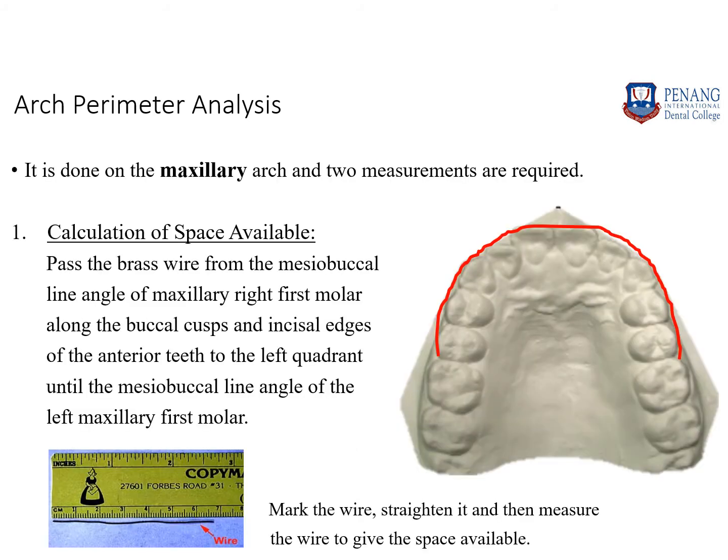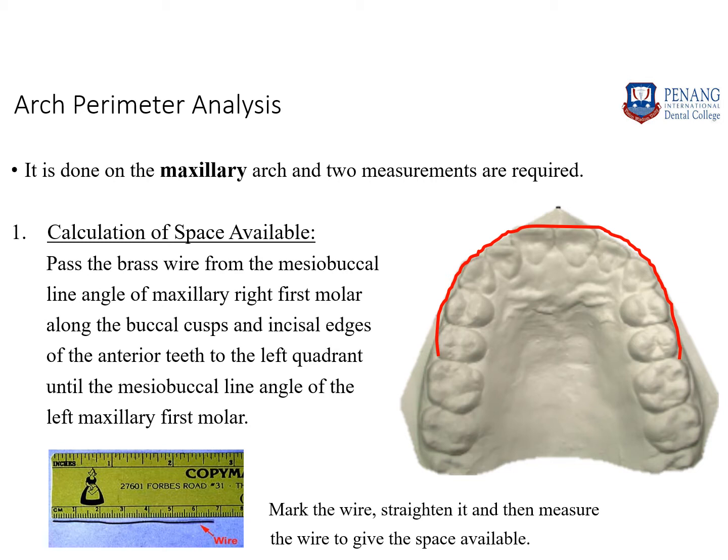So the first analysis we'll be discussing about is the arch perimeter analysis, which is usually done on the maxillary arch. Here, two different measurements are required. One is the calculation of space available, and the other one is calculation of space required. So how do you calculate the amount of space available?